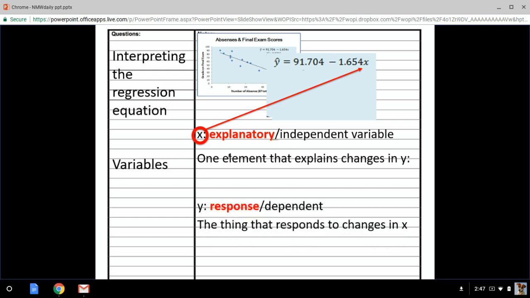Next, write down this. Y is the response or the dependent variable. It's the thing that responds to changes in x. So even looking at this specific situation here, as your absences increase, your final exam grade is going down. Okay, make sure you have this, and we can stop the video real quick here to make sure everybody has this written down.